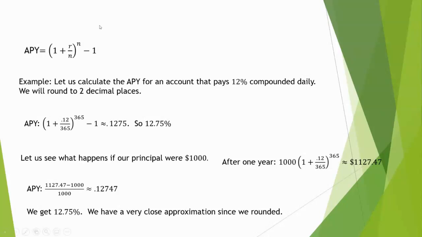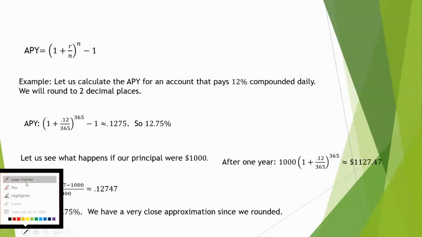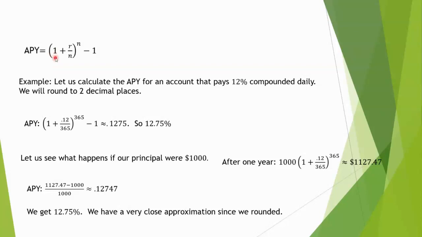Which is up here. We have 1 plus r over n, to the n, minus 1. See? And if we calculate it, you can see that we actually get this. Then we convert it to a percentage, and we get this.